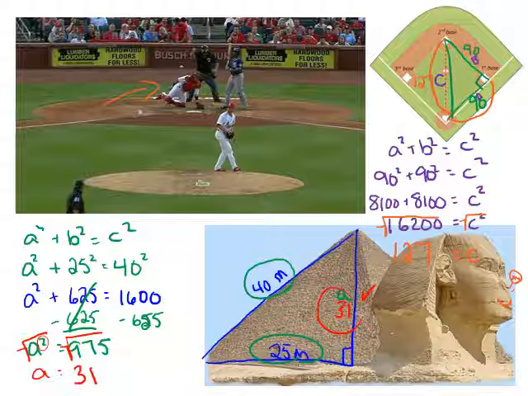If we got something like 200, we would know that that's wrong because the hypotenuse has to be the longest side.